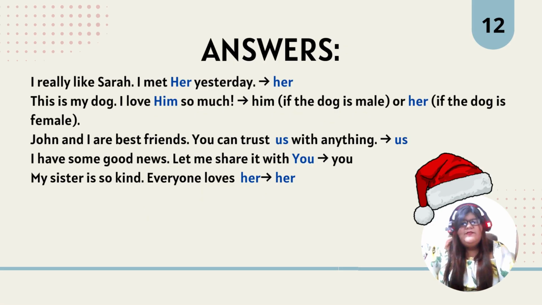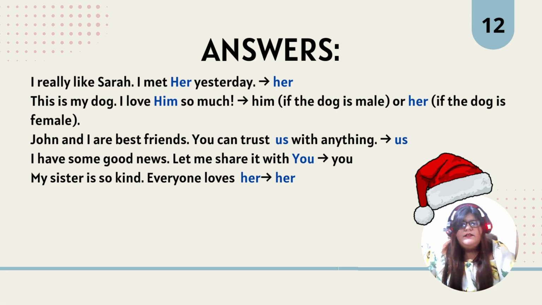And here we have the answers. I really like Sarah. I met her yesterday. What's the object pronoun in this sentence? Her. Why? Because I'm talking about a woman, right? Sarah is a woman. Then we have, this is my dog. I love him so much. Him. If the dog is female, you will use her.